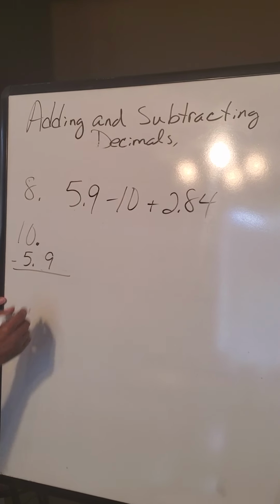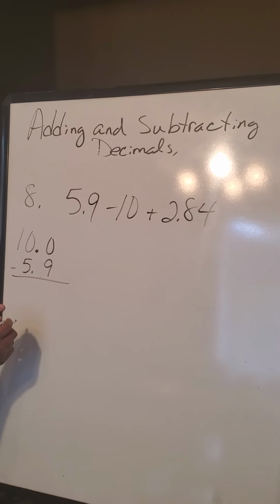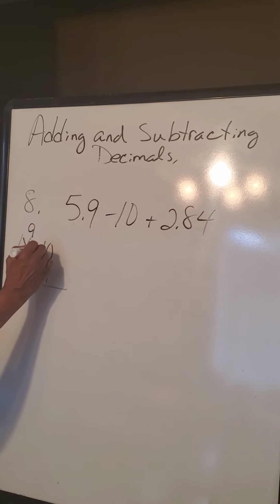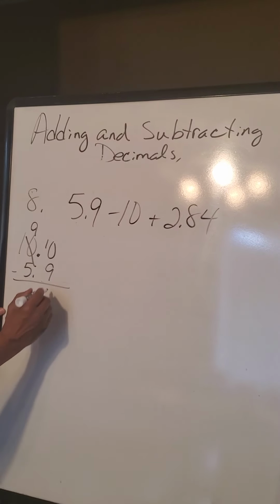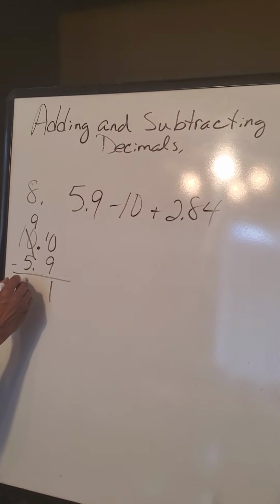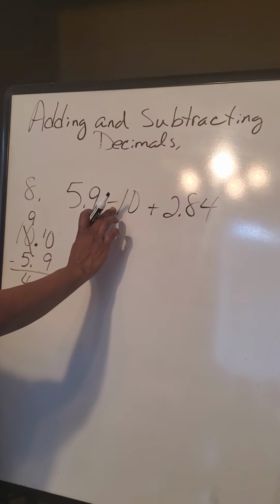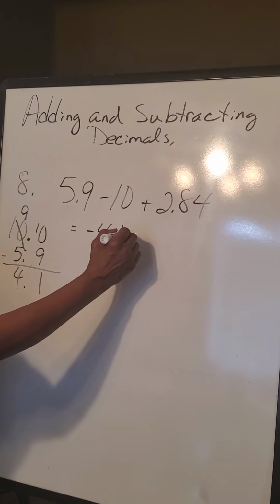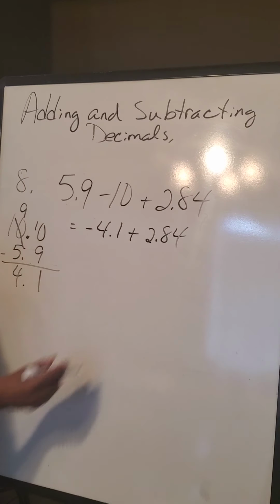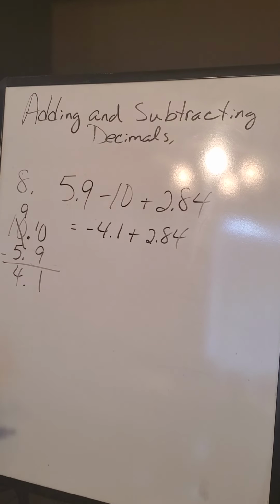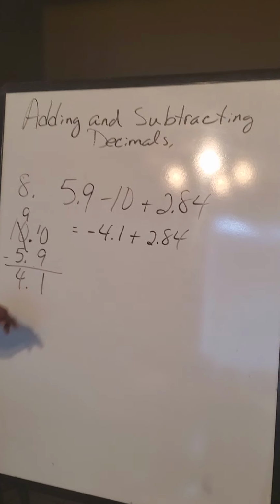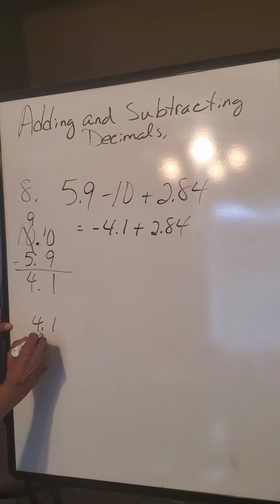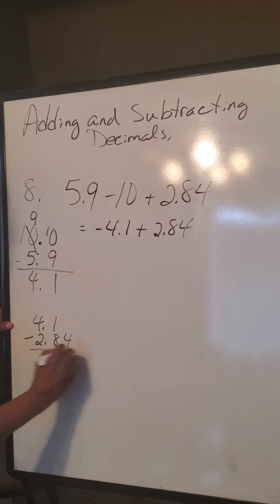I'm doing subtraction, so I need to add a 0. Go here. That's a 9, that's a 1. So I have a 10 minus 9, which is 1. 9 minus 5 gives me 4. This has the greatest absolute value, so that gives me a negative 4 and 1/10 plus the 2 and 84 hundredths. Again, remembering our rules, these have unlike signs, so I need to subtract. So I'll take the 4 and 1/10 and subtract the 2 and 84 hundredths.